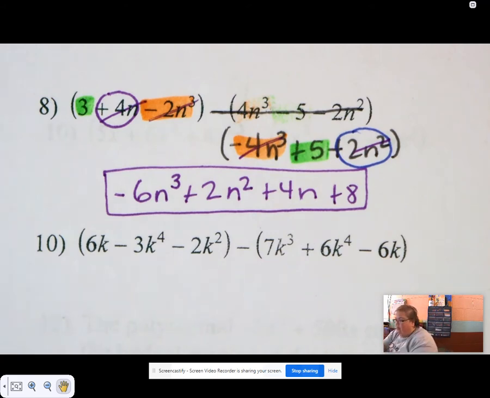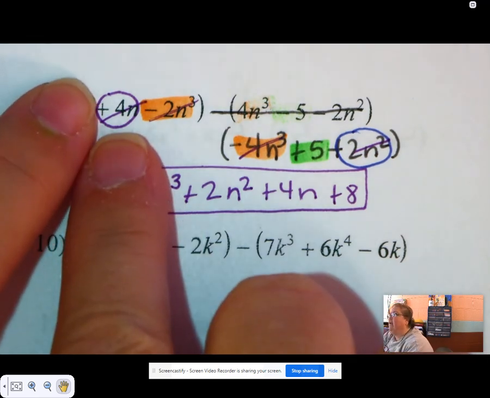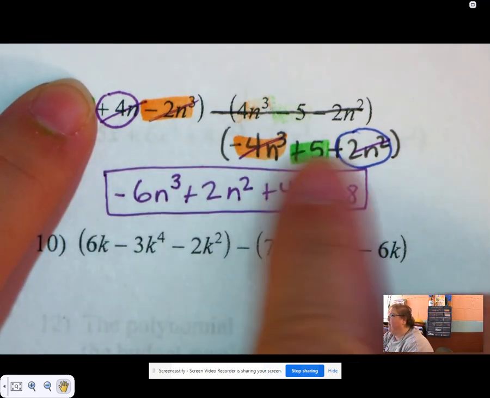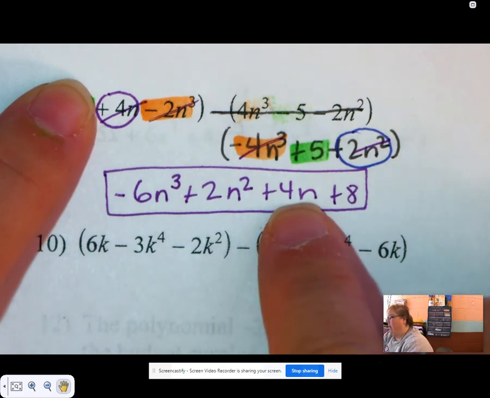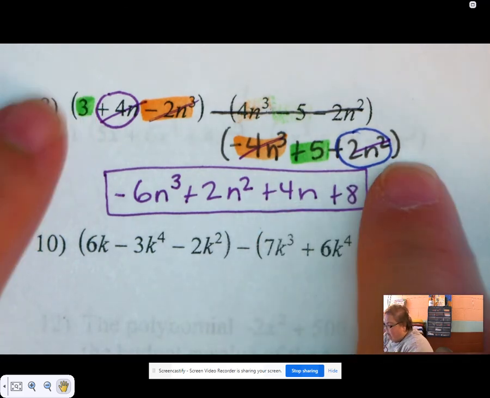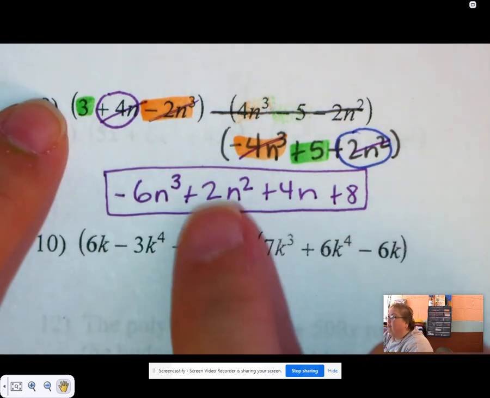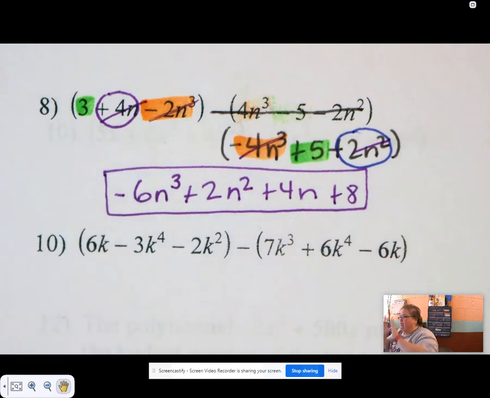So when you have this plus 4n and it doesn't have anything to combine with, I just bring it down. And then my 2n squared, there's no other squares, so I'm just going to bring them down. So it is what it is, and what you want to do is just bring it down and make sure you put it in order. Does that help? Excellent. Anybody else?